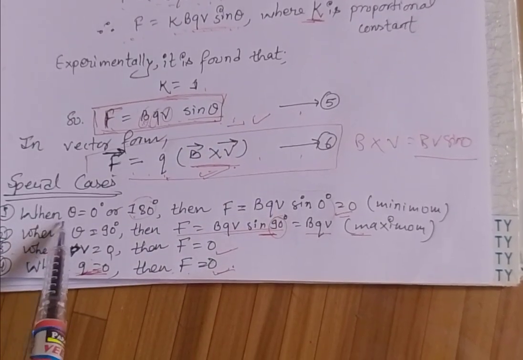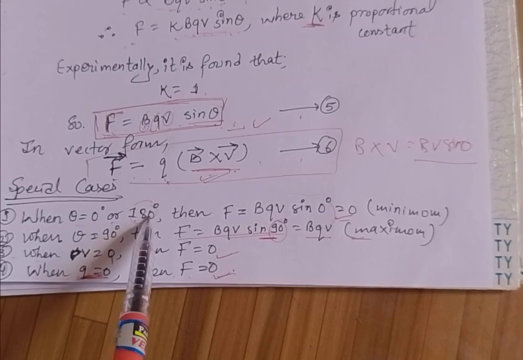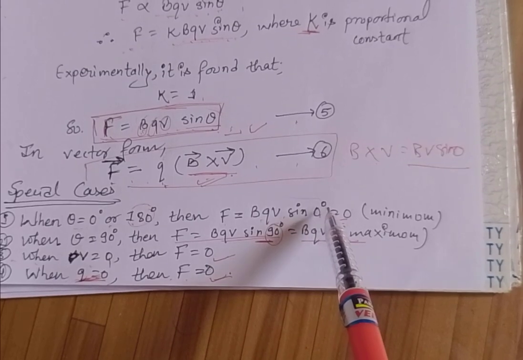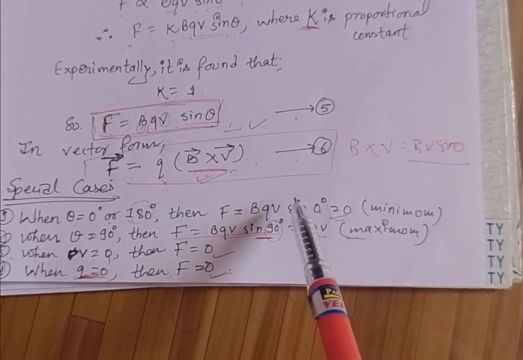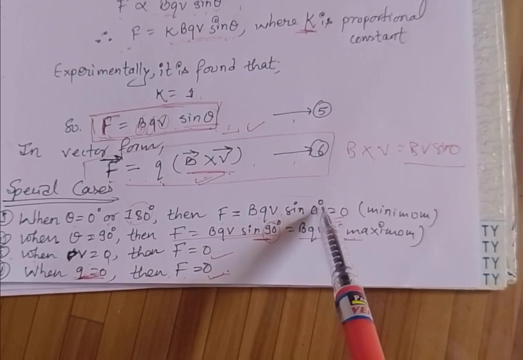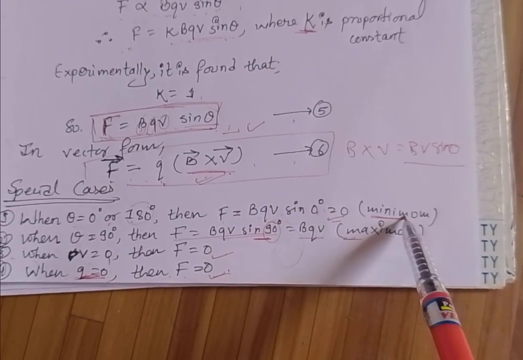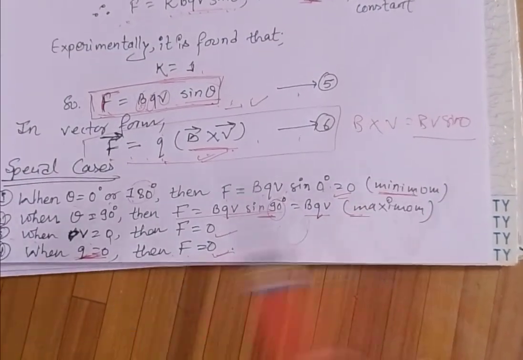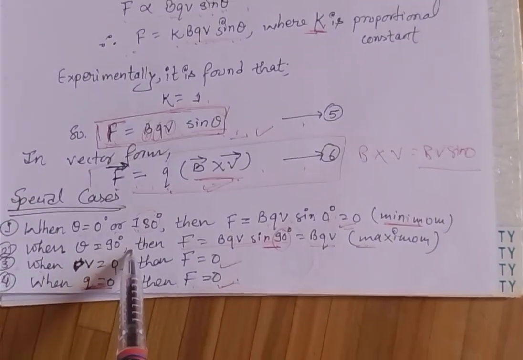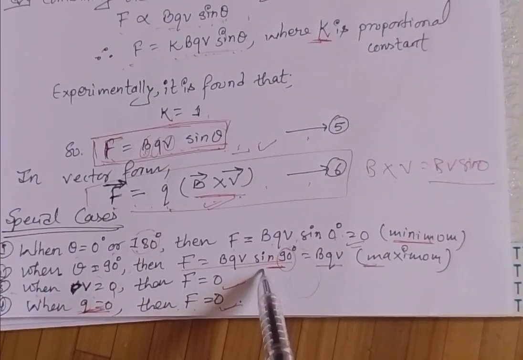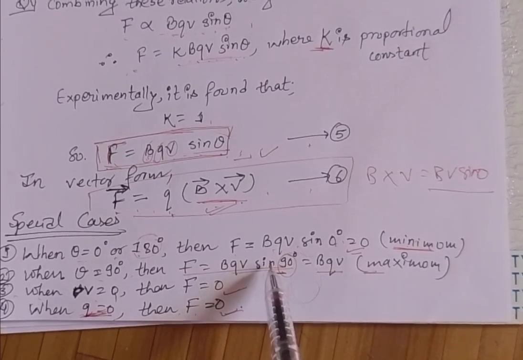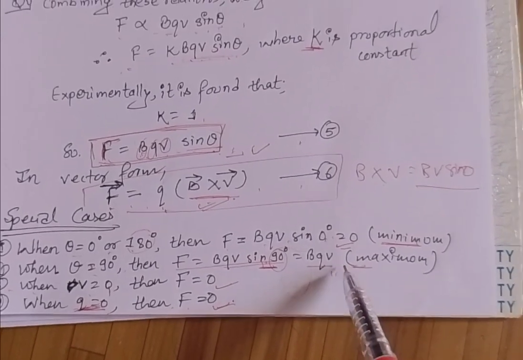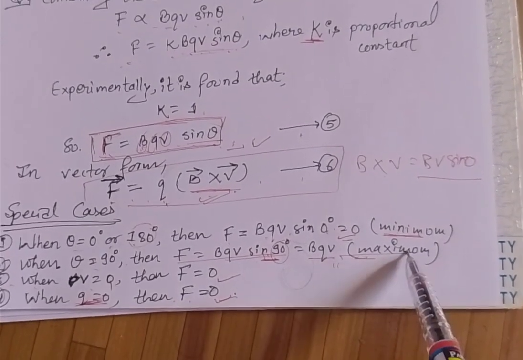Here are some special cases which are obtained from equation 5. The first case is when theta is equal to 0 or 180 degrees, then equation 5 becomes F is equal to qvB sine 0 degrees or sine 180 degrees. Sine 0 degrees or sine 180 degrees has the value 0, so the force produced in that case is minimum. Second case, when theta is equal to 90 degrees, then F is equal to qvB sine 90 degrees. We know the value of sine 90 degrees is 1, so the force is qvB. In that case, the produced force is maximum.